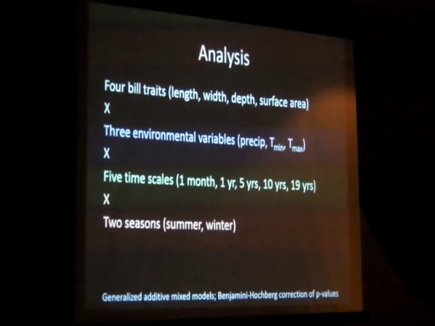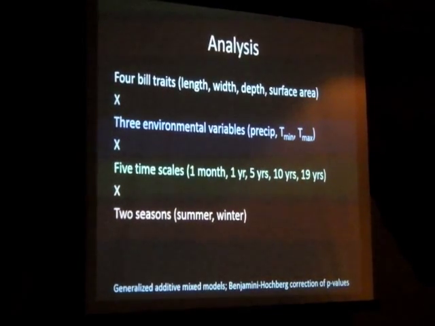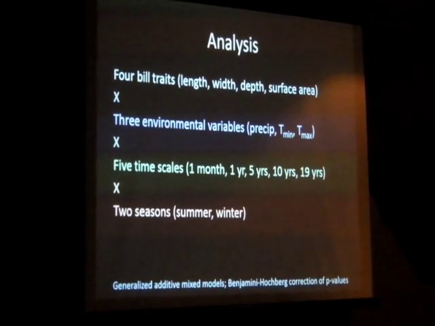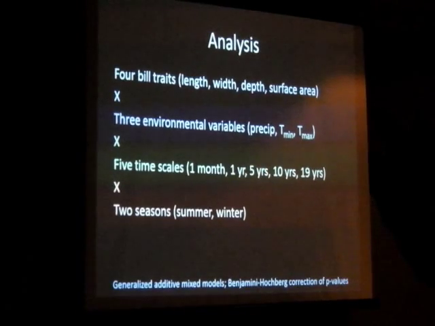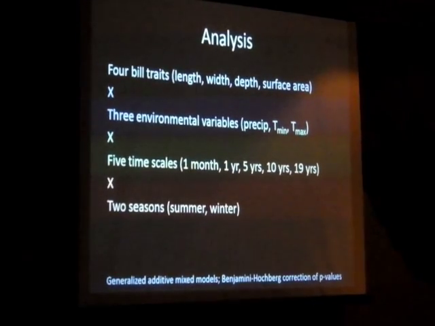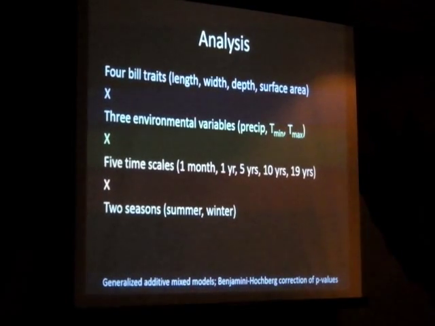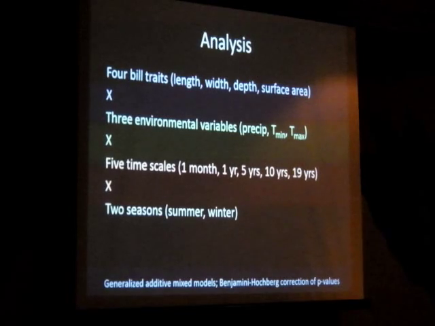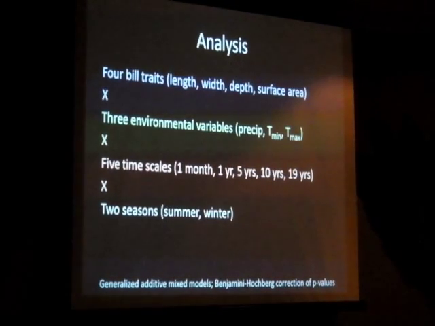So the structure of the analysis we did has several moving parts. We have our 4 bill traits: length, width, depth, and surface area. We then have 3 environmental variables: mean precipitation, minimum temperature, and maximum temperature. Initially, we had minimum and maximum precipitation, but in California, minimum precipitation is almost always 0, so mean precipitation turns out to be more meaningful.